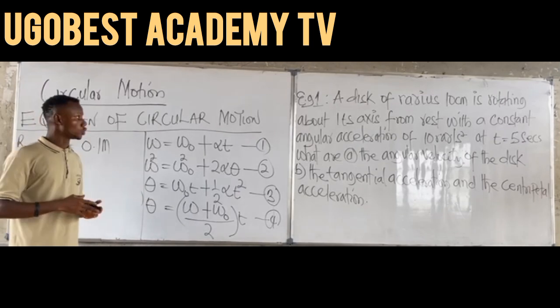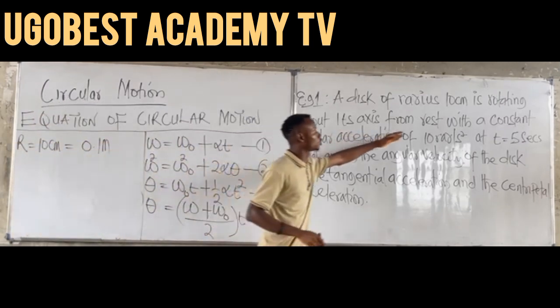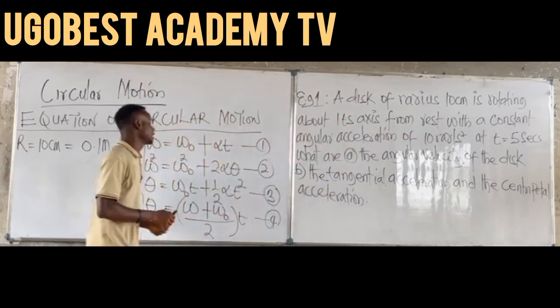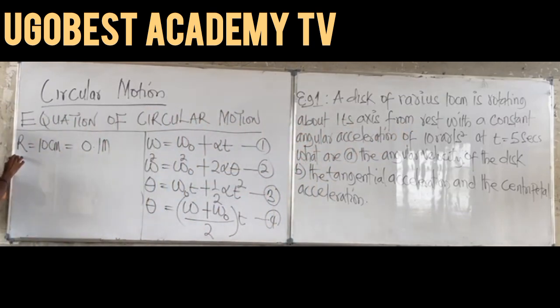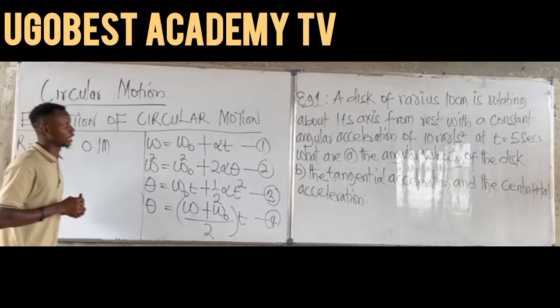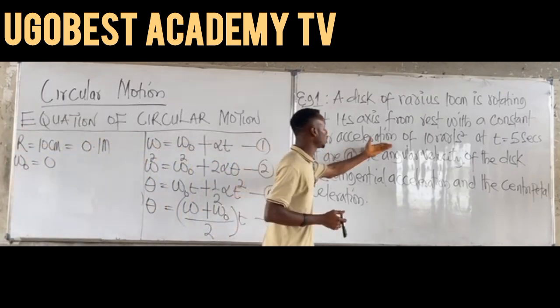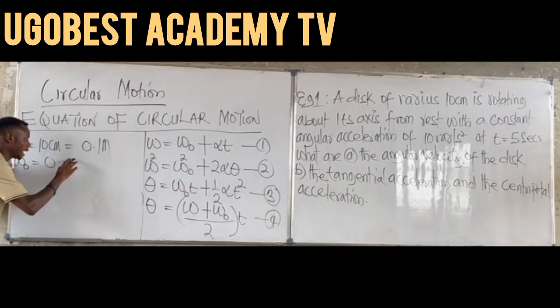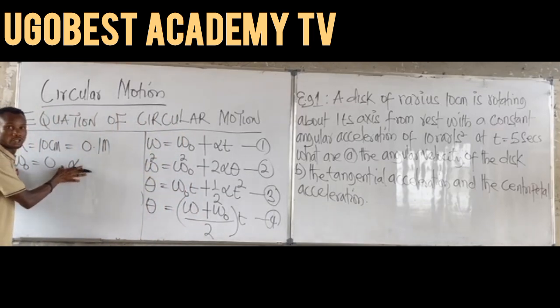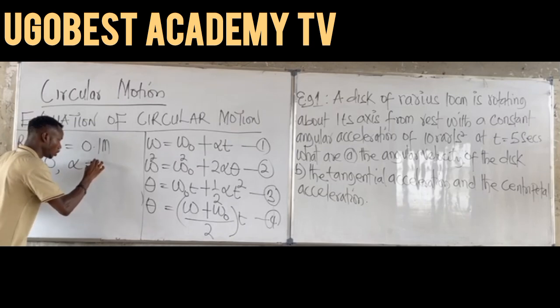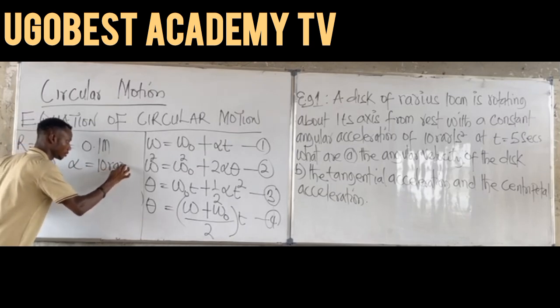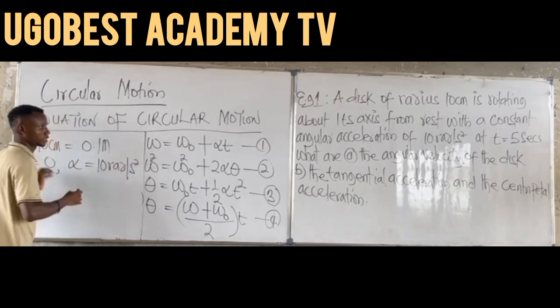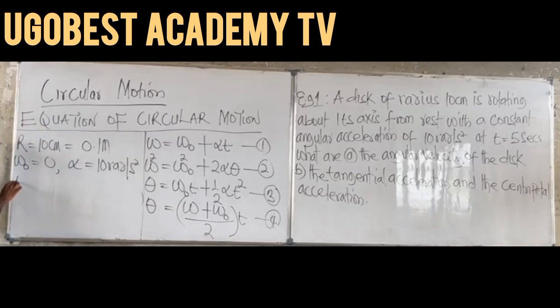So this one is saying from rest. So it means that this object is starting from rest. That is our initial angular velocity omega naught equals 0. Please take note. Okay, what again? Our acceleration is given to us here. That is angular acceleration, denoted by alpha. This is equal to 10 rad per second squared. Our t here is given to us at 5 seconds.